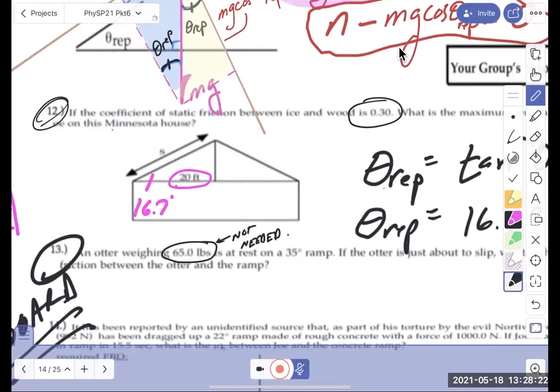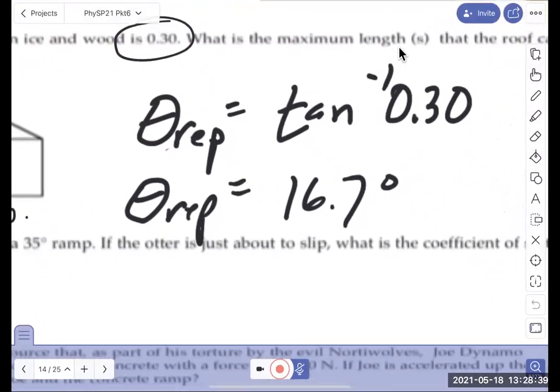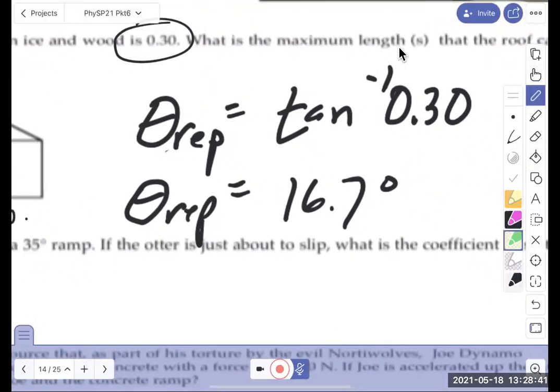I figure in an introductory physics class like this, it's hard enough to try and work the problem rather than have to fight through all this extraneous information. Well, anyway, that one wasn't needed because it says this key phrase here, this otter is just about to slip. Just about to slip. That means, when you read that, I promise you, in any kind of problem, that means theta rep. That's that catchphrase, just about to slip.